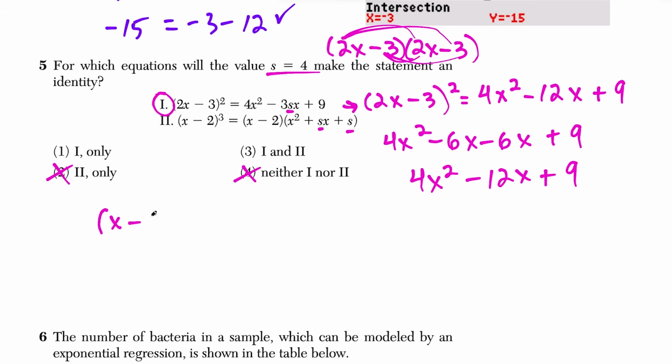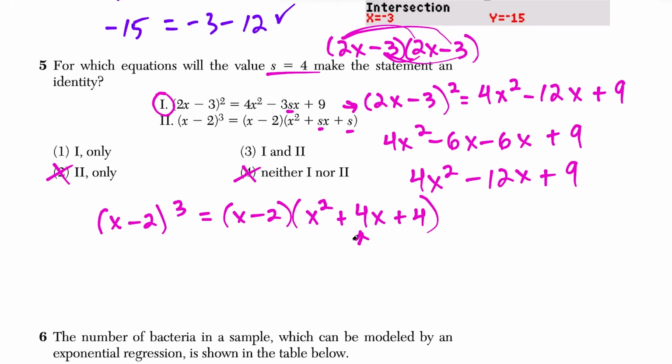We have (x minus 2) to the third equals, and then we're going to plug in s equals 4. So we have x minus 2 times x squared plus, and we're replacing s with 4, so we're going to have 4x, and then plus s is equal to 4, we get a plus 4 at the end. So now what I'll do is I'm going to factor this quadratic expression here. So we're looking for two numbers that have a sum of 4, and the two numbers also have to have a product of positive 4.